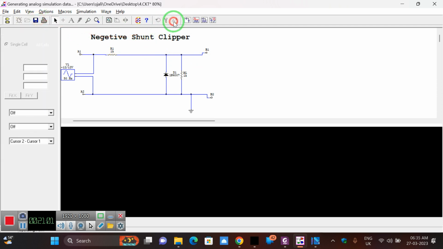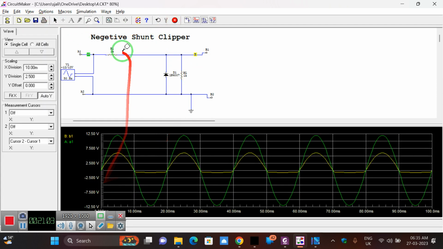Now check the output. Same. Yeah. Now negative shunt clipper means we have removed the negative portion. Previously we removed the positive. Now we are removing negative. So it's the same as the previous fashion, but the portion of the clipping is different here. Okay, because of the diode orientation, forward bias and reverse bias. Okay, this is the circuit number 4.